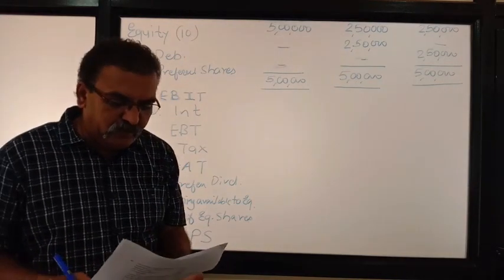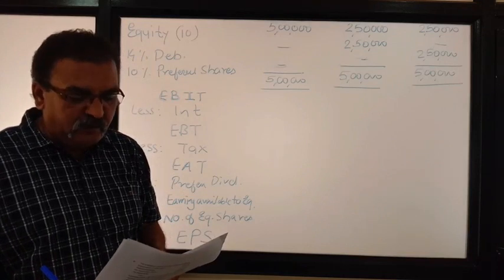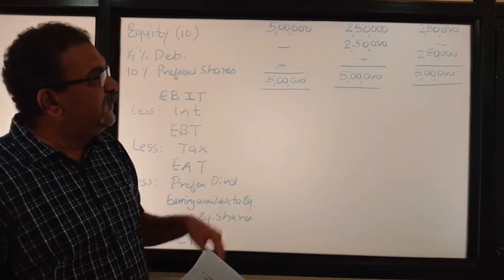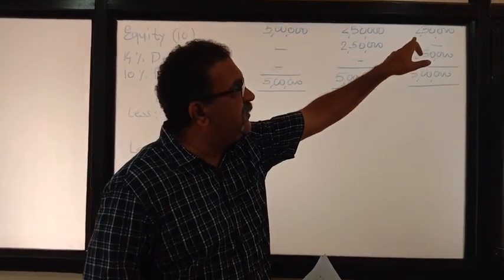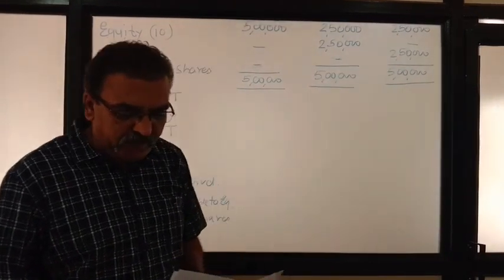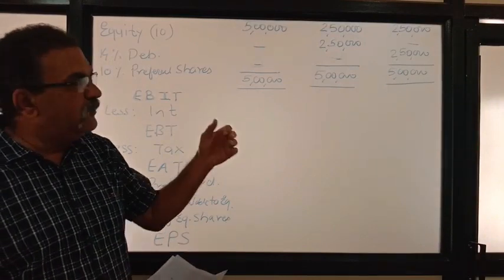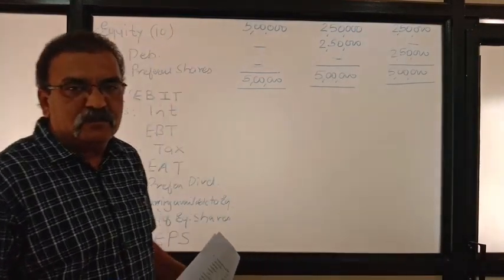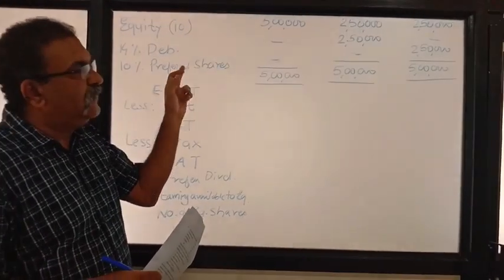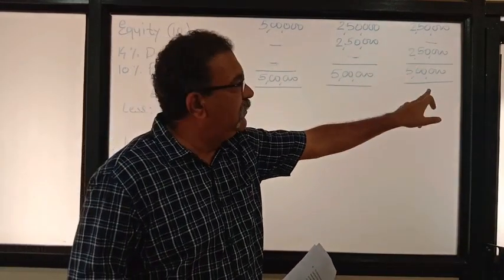Now option 3. In option 3, it is mentioned that the issue of 25,000 equity shares of rupees 10 each. So again 25,000 equity shares of rupees 10 each, so equity capital will be 2,50,000 and the balance through 10% preference shares. So how much balance is there? 2,50,000. That will be by way of 10% preference shares. So here 10% preference shares will be 2,50,000, total 5 lakhs.